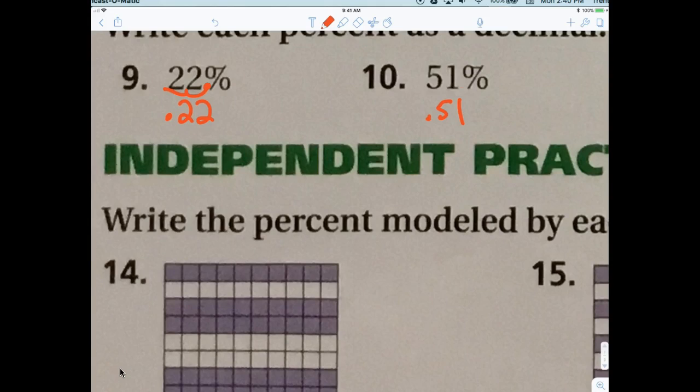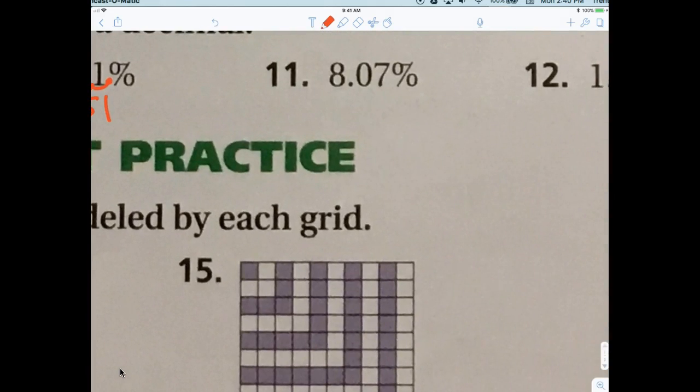So over here, 51 moves it 2 places to the left. 1, 2. Everybody hearing me? Now I'm moving it 2 places to the left because I'm dividing by 100. That's what dividing by 100 means. Move the decimal 2 places to the left. If I move it 2 places to the left, that would be once, but then I'd have to move it twice, so I have to add another.